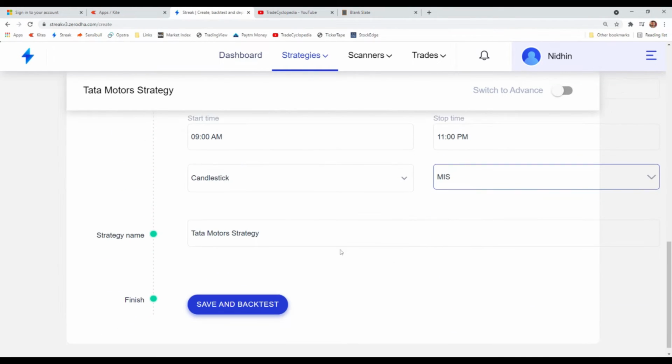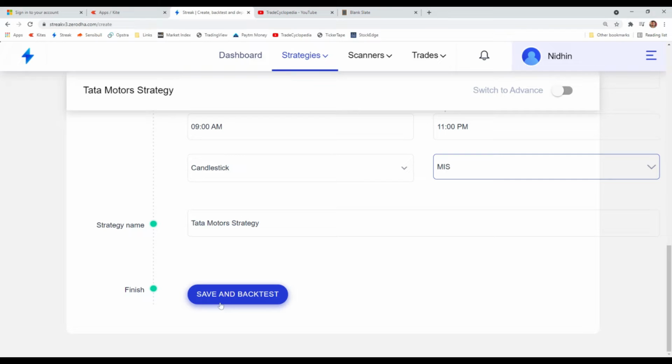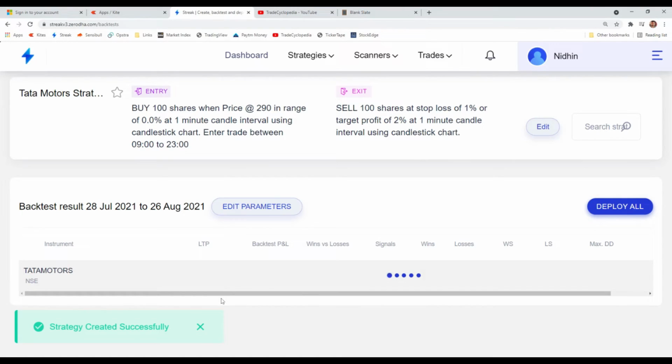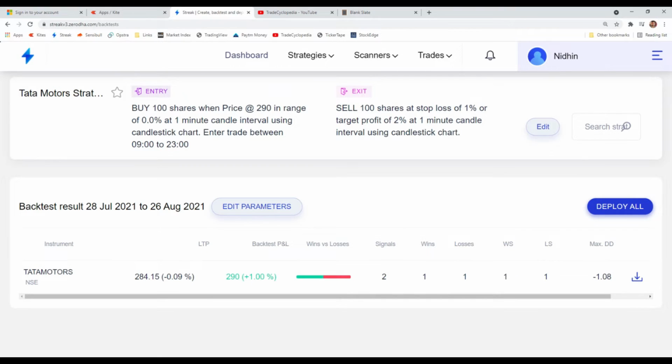And now the next option is I need to save this strategy, and it will perform a backtest. Okay. So I have saved it. So this is what the condition is: buy 100 shares when price is 290 in a range of 0. I'll be explaining what that range is. So this is the backtest result for the last 1 month. It starts from 28 July 2021 till August. So in 1 month of data, you can see we got two entries.